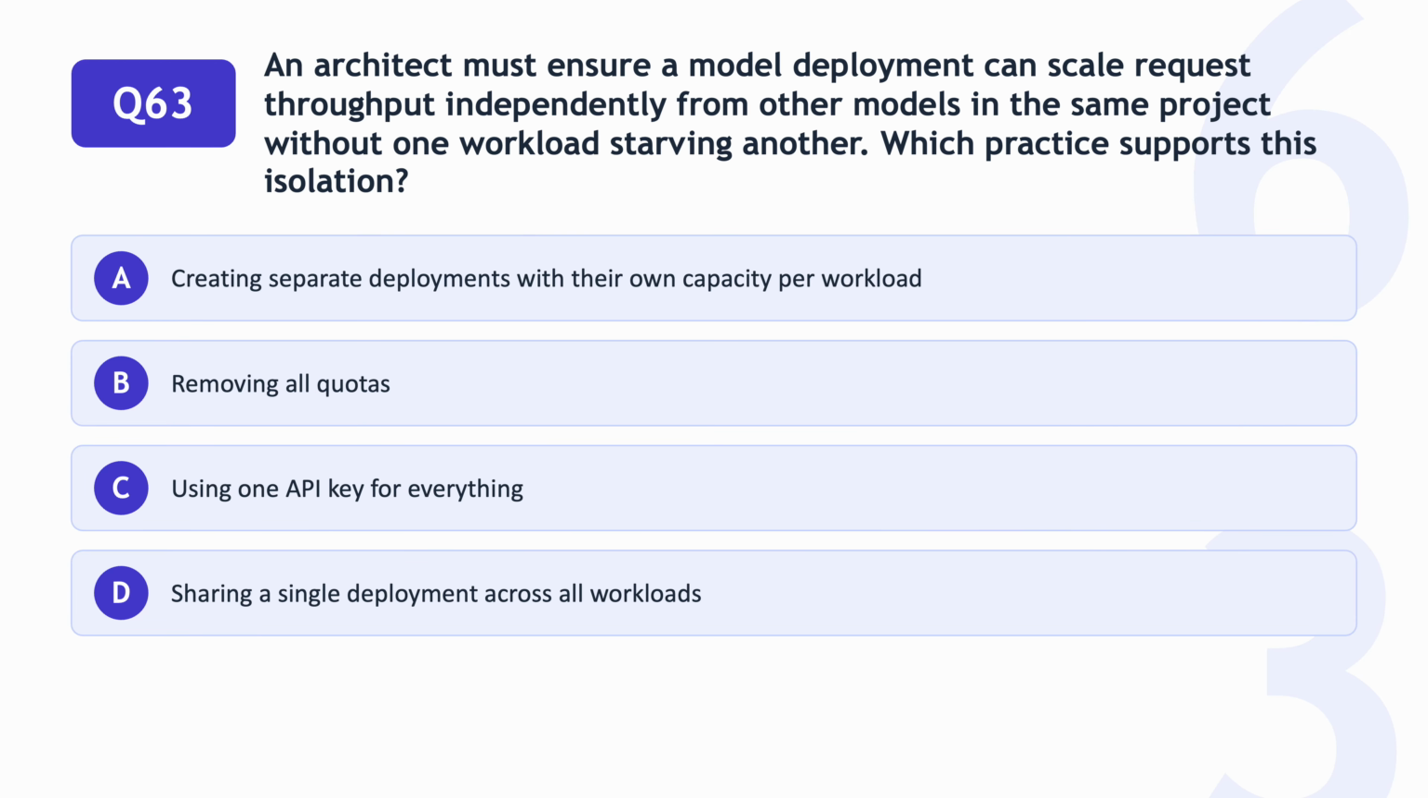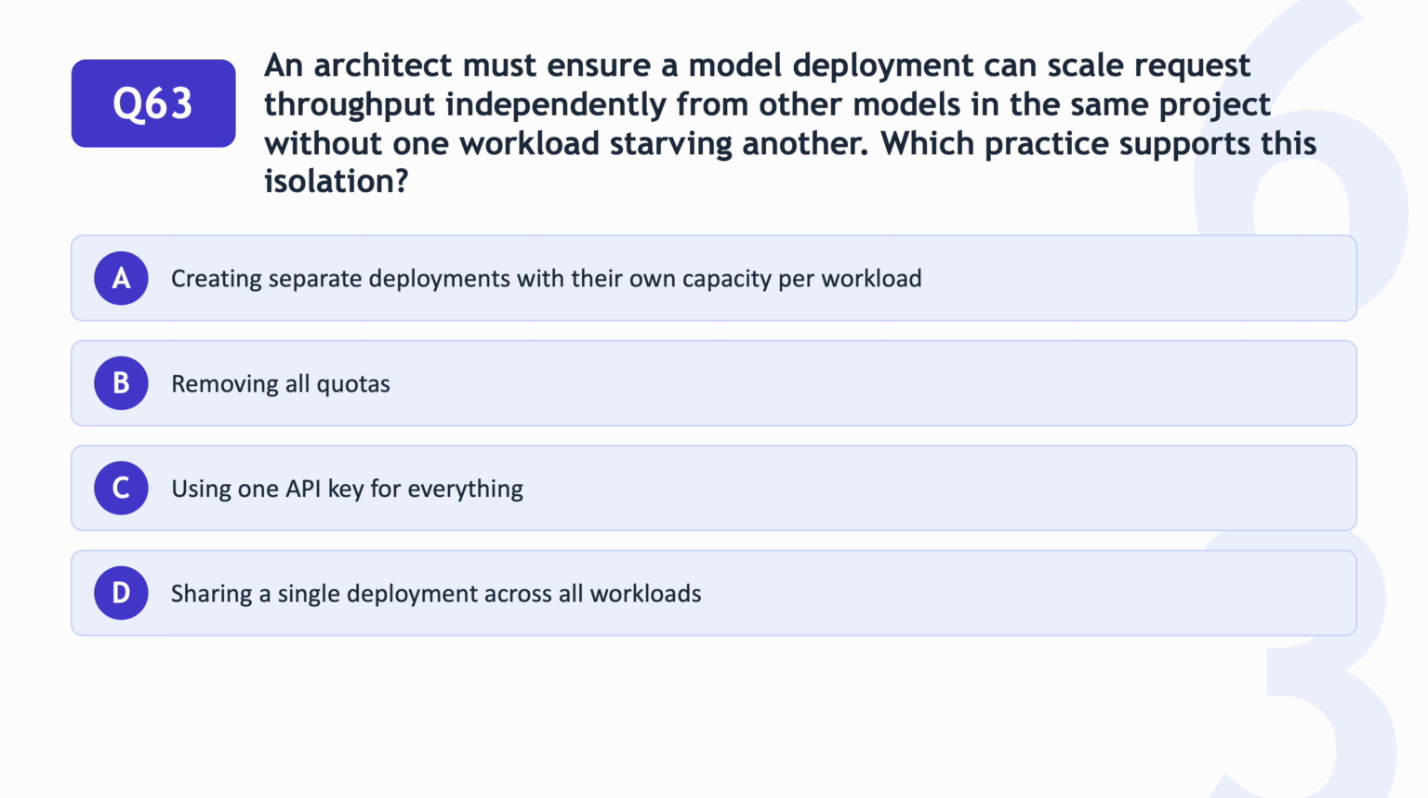Question 63. An architect must ensure a model deployment can scale request throughput independently from other models in the same project without one workload starving another. Which practice supports this isolation?